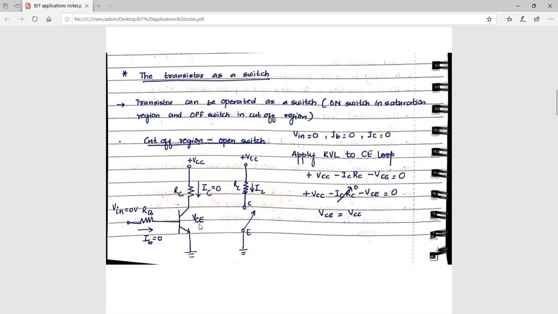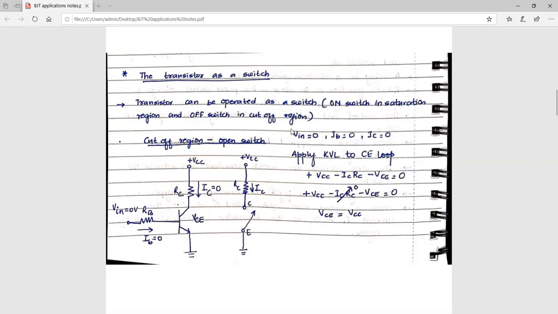Now, what is this VCE? VCE is the voltage between the collector and emitter terminal. I'll just repeat: VCC minus ICRC minus VCE equal to 0. And we know that the transistor will operate as an open switch here. Since our IC is 0, this entire term is going to become 0. So we will get the equation VCC minus VCE equal to 0. So VCE will be equivalent to VCC for the cutoff region.